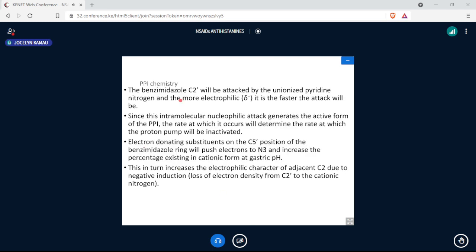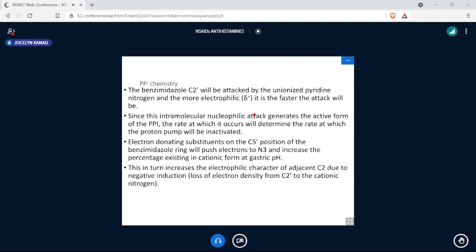The benzimidazole carbon 2 prime will be attacked by the anionized pyridine nitrogen, and the more electrophilic, the more delta positive it is, the faster the attack will be. I think I've explained that. Since the intramolecular nucleophilic attack generates the active form of the PPIs, the proton pump will be inactivated.